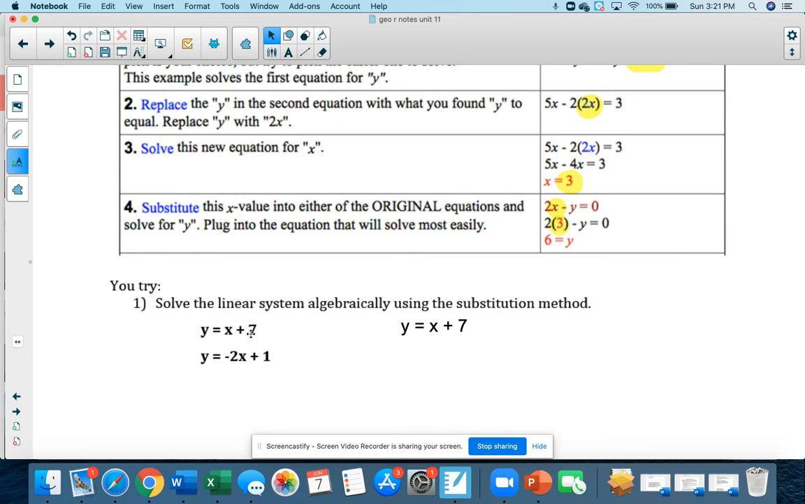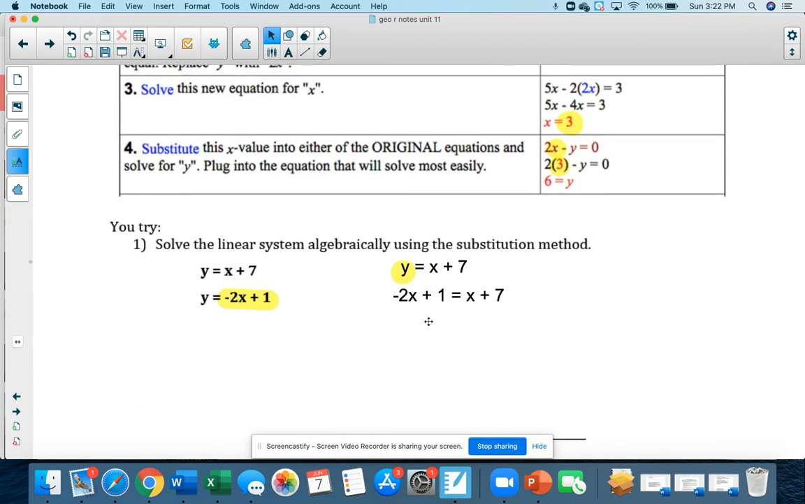So these are my two equations, y equals x plus 7, y equals negative 2x plus 1. I'm going to take this equation, y equals x plus 7, but now that I know that y is equal to negative 2x plus 1, I am going to substitute that right there. So instead of y, I'm going to have negative 2x plus 1 equals x plus 7. So I've eliminated one of the variables, and I'm going to solve for x. I'm going to bring the negative 2x over to the other side by adding 2x, and then I'm going to subtract 7, and I'm going to have 3x equals negative 6.